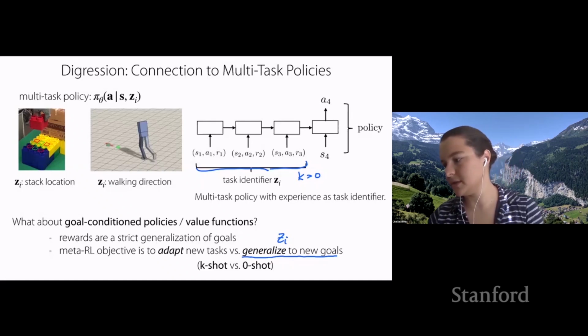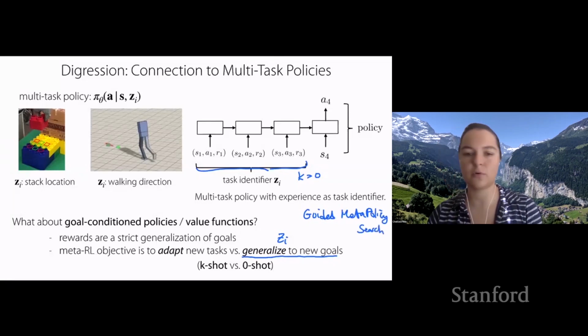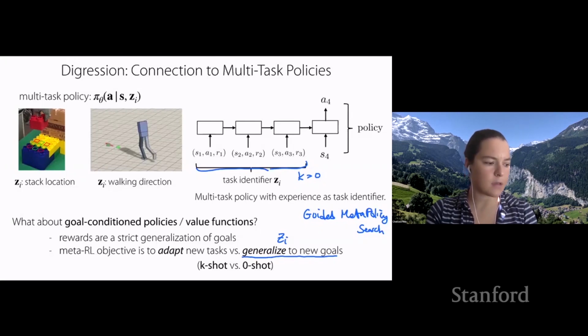So one paper that does something like this is called Guided Meta Policy Search, that uses importance weights in the outer loop to allow a policy gradient method to use a little bit of off-policy data. I don't know of other approaches that do it in the meta-learning literature.